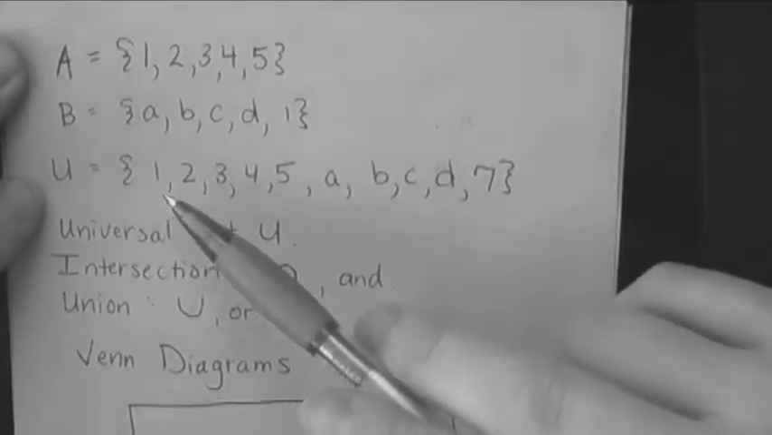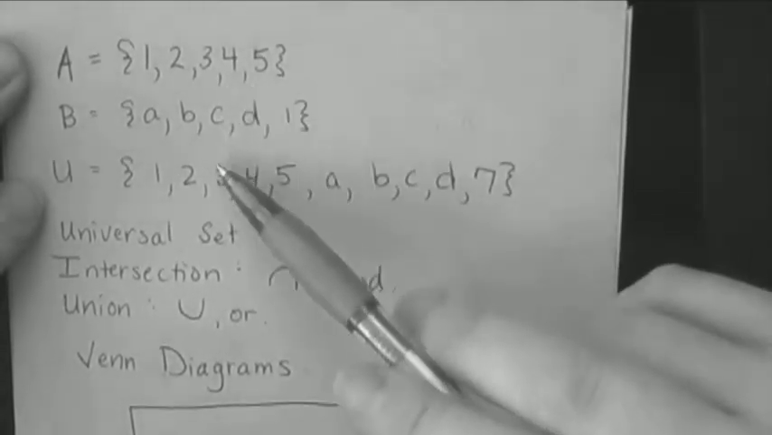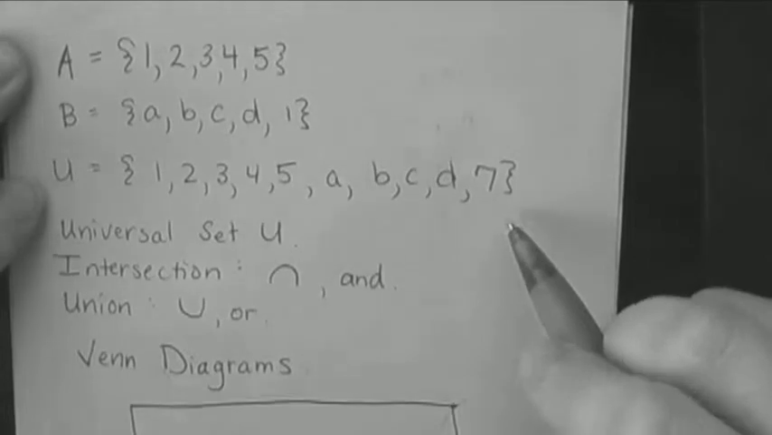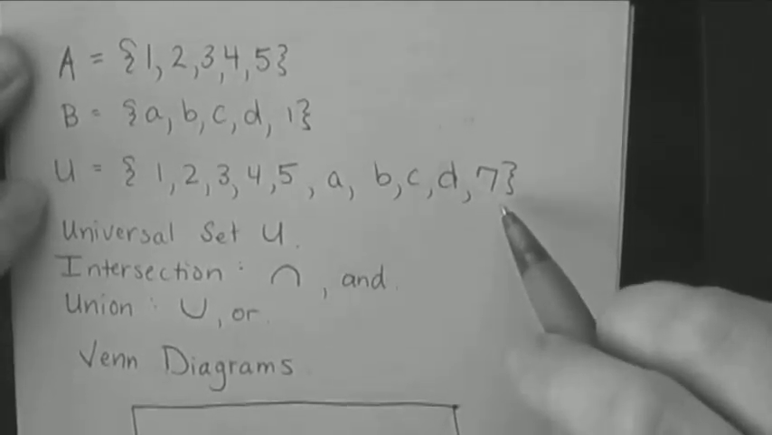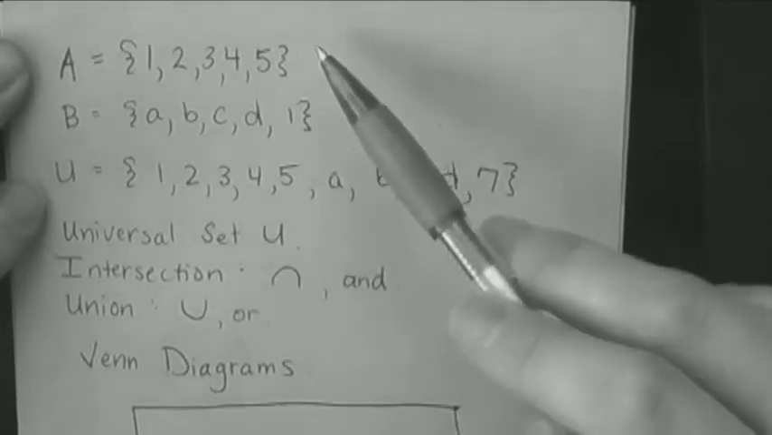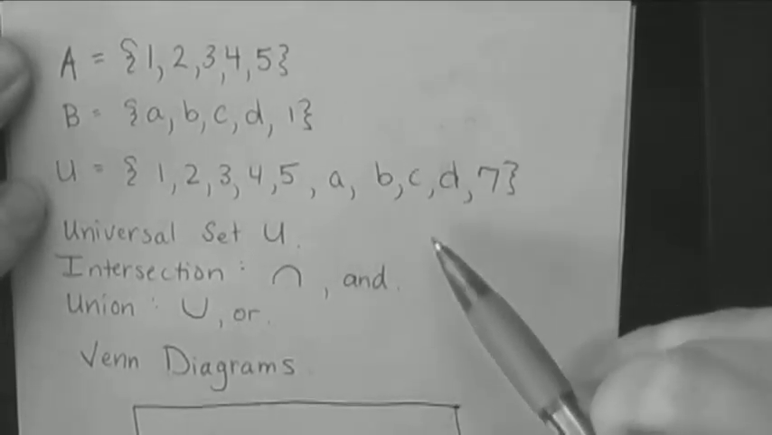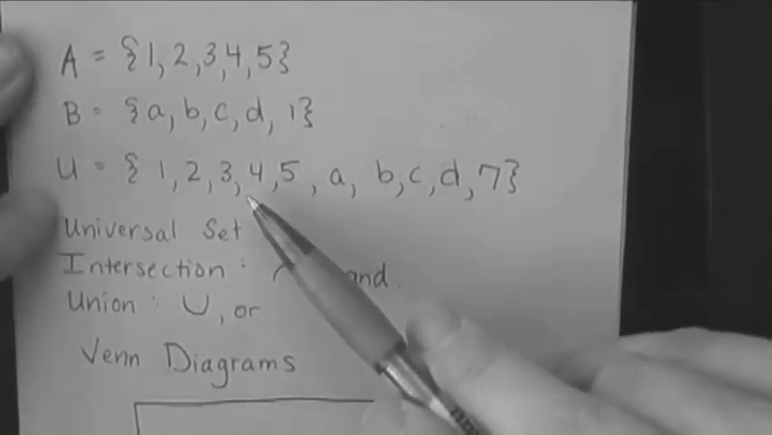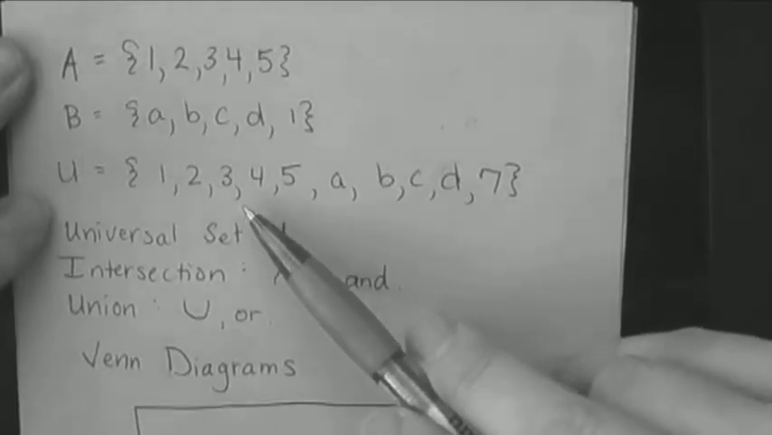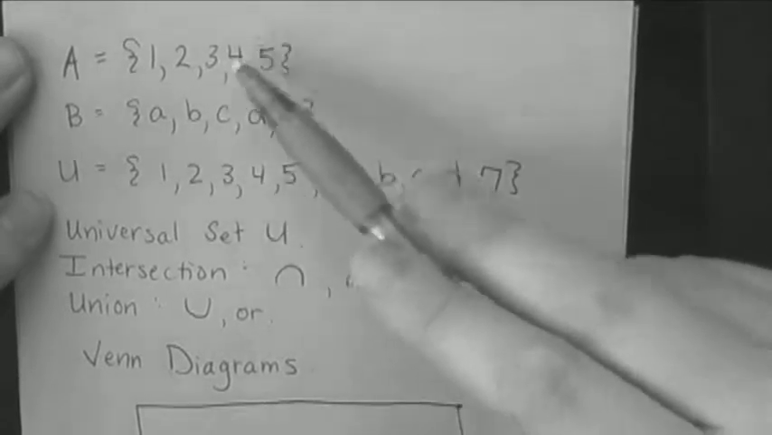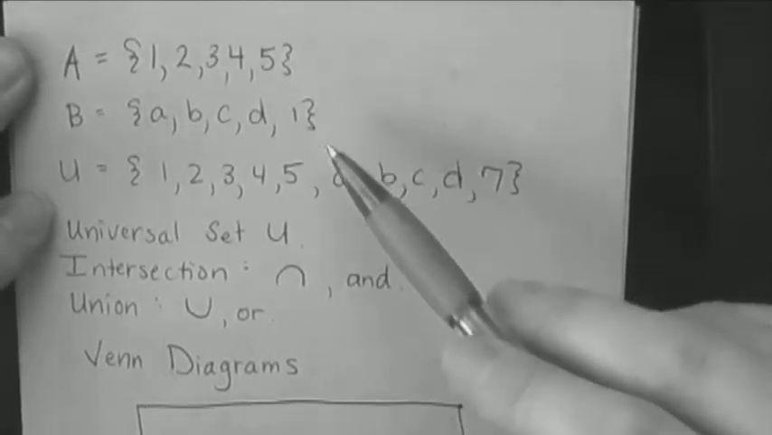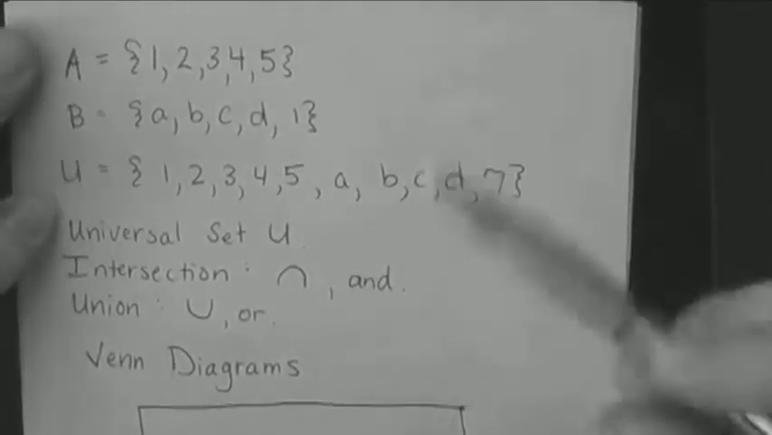Now U contains everything in A, contains everything in B, and then I actually added an extra 7 just to demonstrate that you can have extra elements as long as it contains all of the elements that are in the other sets that we're talking about. I could have also called U the set of all integers and all letters, and it still would have been a universal set that applies to A and B that we have in this problem.